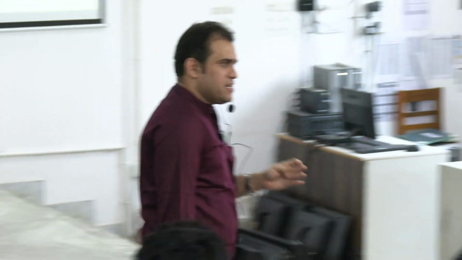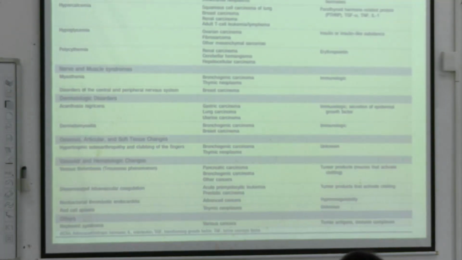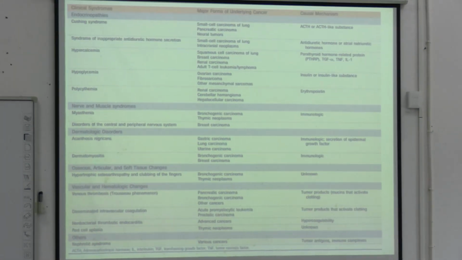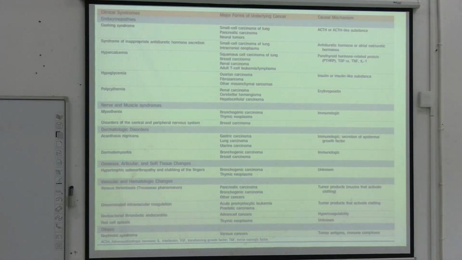So এই জিনিসটা যদি মাথায় রাখতে পারেন, at least endocrinopathies এর মধ্যে Cushing syndrome, hypercalcemia, hypoglycemia, then comes nerve and muscle syndrome, তারপরে কি আসছে? dermatologic মানে skin, then you get osseous, articular and soft tissue changes, তারপরে hematologic changes. If you can remember at least point wise যদি কয়েকটা মনে রাখতে পারো, you have earned more than enough to get handsome marks if you get a question on paraneoplastic syndrome.